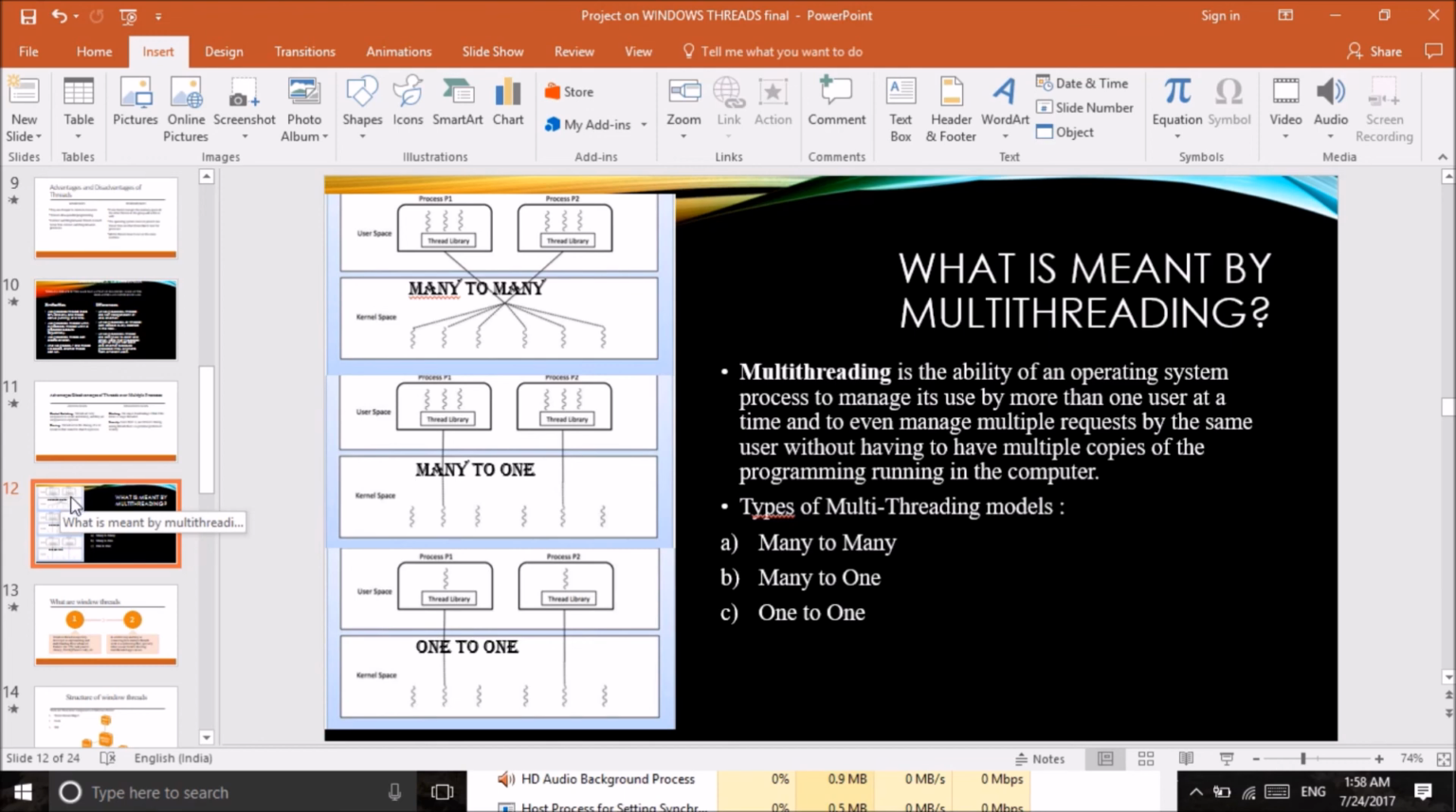In one-to-one, the process is more concurrent than many-to-one. It supports multiple threads to execute in parallel on microprocessors. In one-to-one, one user thread is connected to one kernel thread.